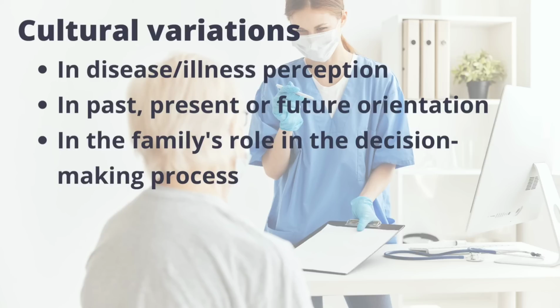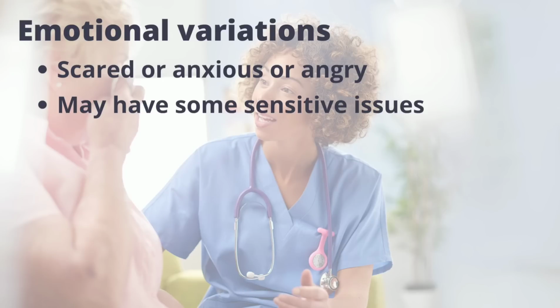At the same time, we need to know as well the role of the family in the decision making process, because there are some cultures that are very particular with the family's decision when it comes to major decisions that they have to make. So it's very important for us to consider that as well. And then we have emotional variations. So some of our clients might be scared, anxious, or angry. Some may have sensitive issues. And so we can exhaust all means to make our client feel relaxed and at ease with us.